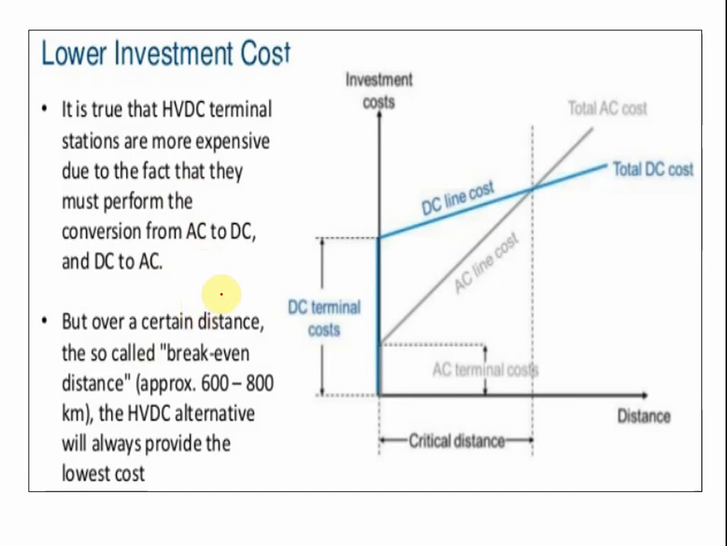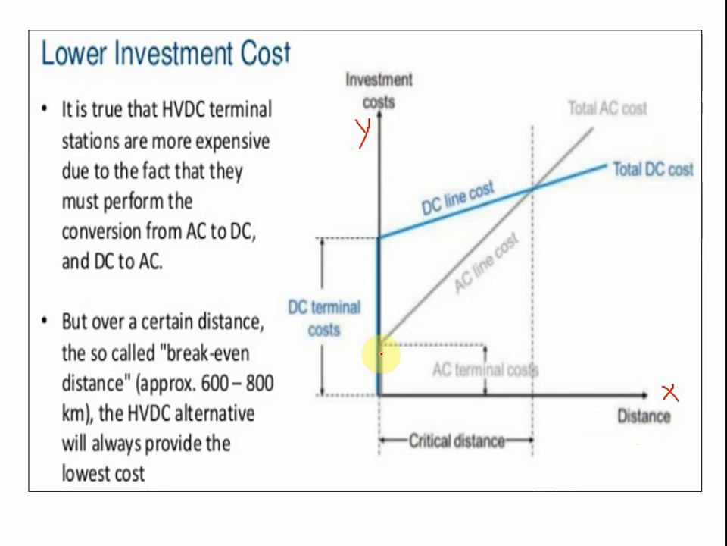So in a generalized statement, we always say that an HVDC system is more economical as compared to an AC system for a longer distance. So longer distance is the most important point. In this diagram, you observe that this is your y-axis, which represents investment cost, and this is your x-axis, which represents distance.